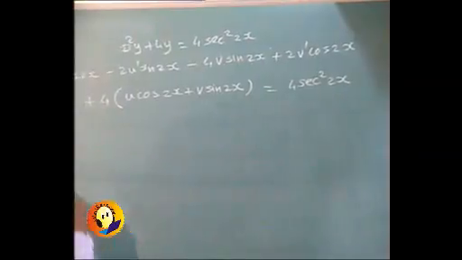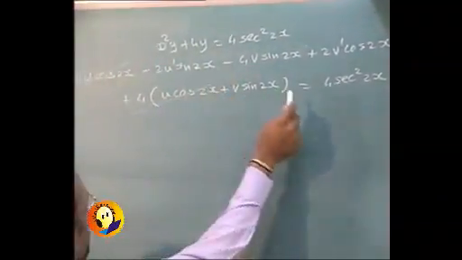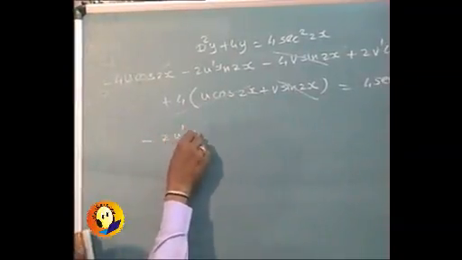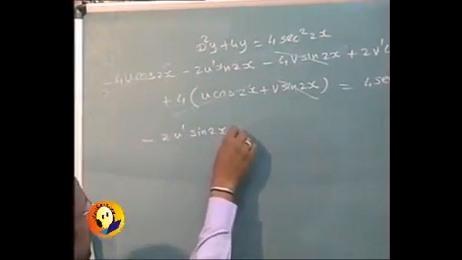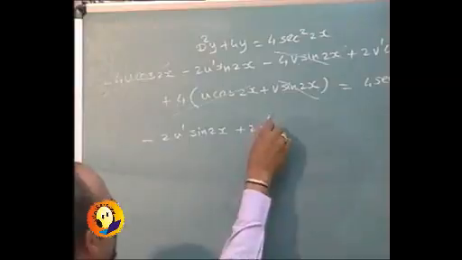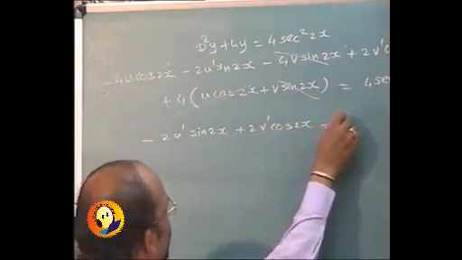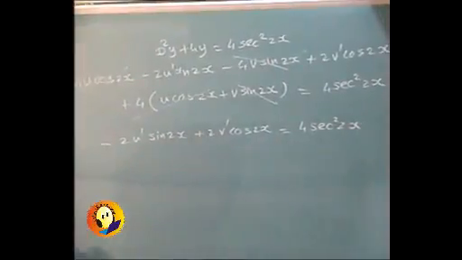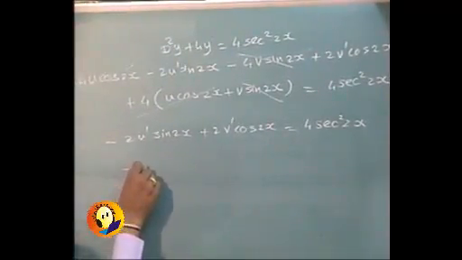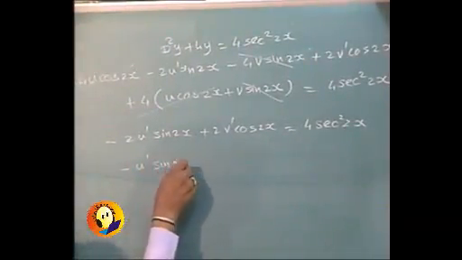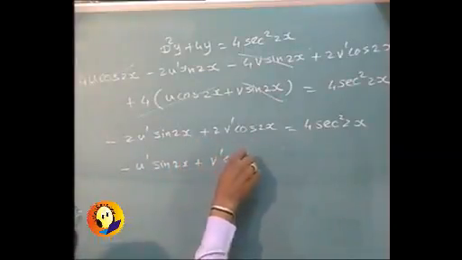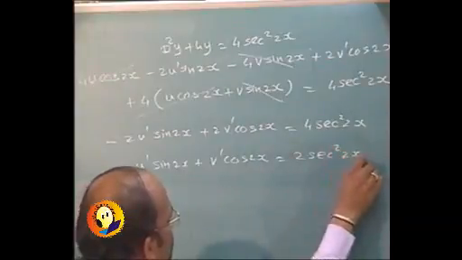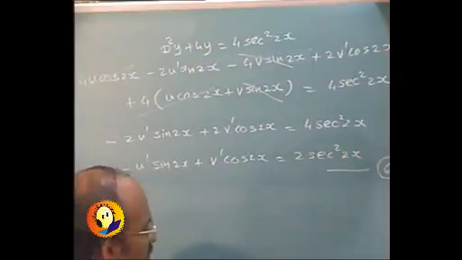And you will find that terms containing u and v are again getting cancelled, and we are left with minus 2u dash sin 2x plus 2v dash cos 2x equal to 4 sec square 2x. After cancelling 2, I can write the equation as minus u dash sin 2x plus v dash cos 2x equal to 2 sec square 2x, which is our equation number 6.